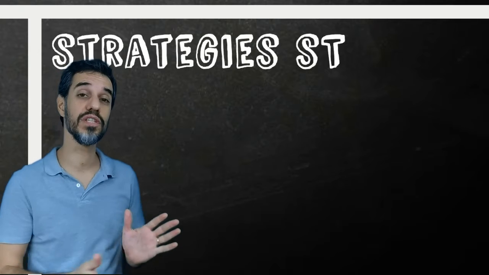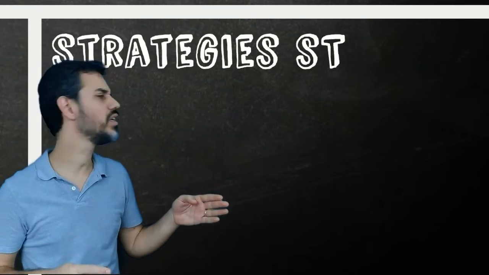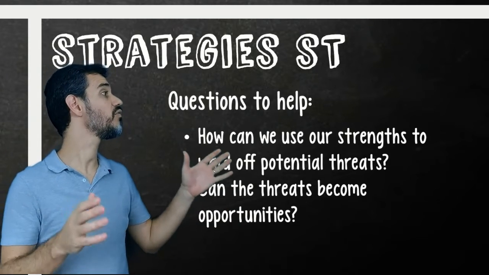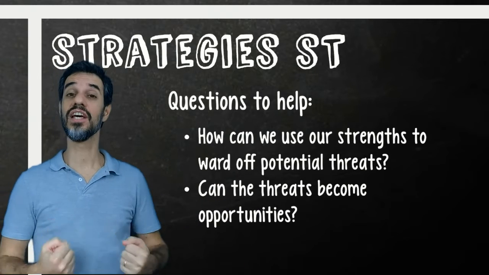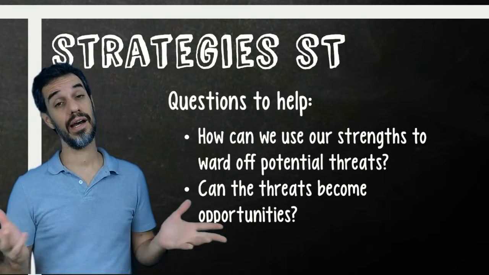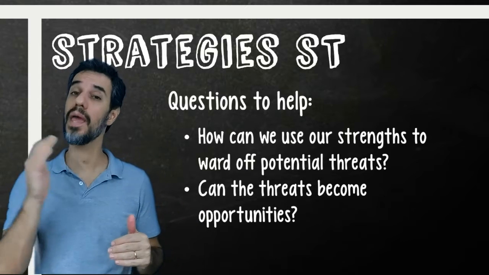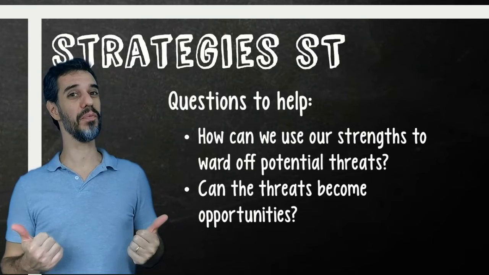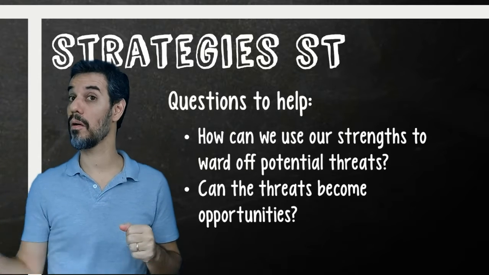In the next cell of this matrix, we are crossing strengths with threats. And the question here is, how can we use our strengths to ward off potential threats? For example, imagine we have a strength that is the organizational mood. People are very happy. And a threat is the turnover. There is the risk of losing our employees to a competitor. May we use the nice mood in our company to retain employees and not lose them to the competitor?